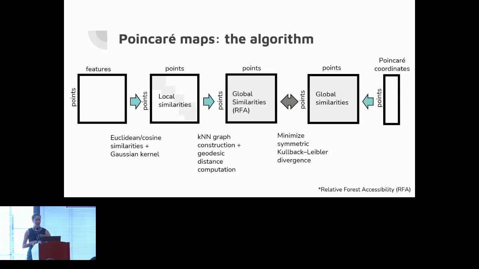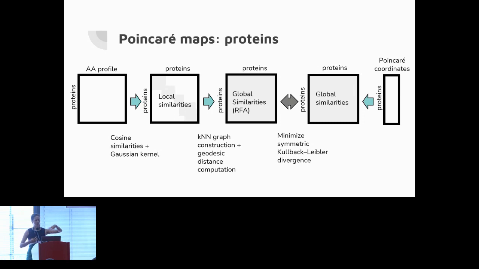So in the case of single cell, your points are your cells, your features are your genes. In the case of proteins, your points are proteins, and we use the amino acid profile to encode the protein features, calculated using the BLOSUM matrix. And we use the cosine similarity as the initial distance metric to compare between the proteins.